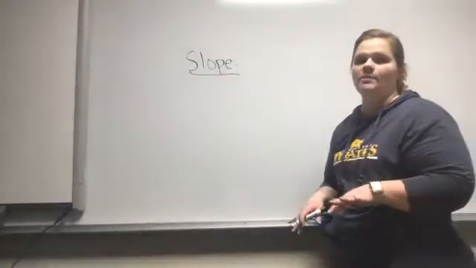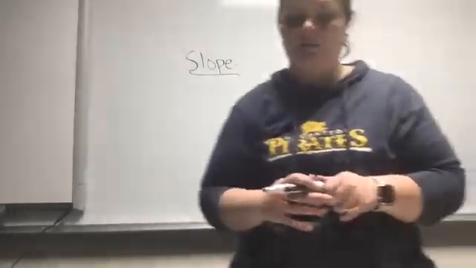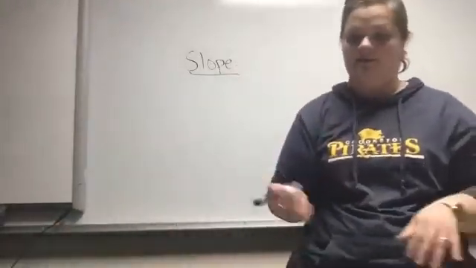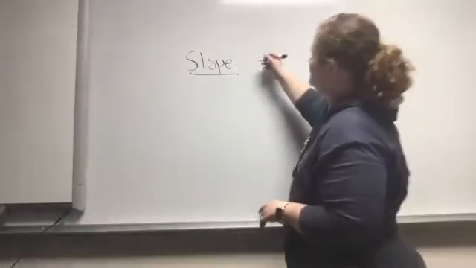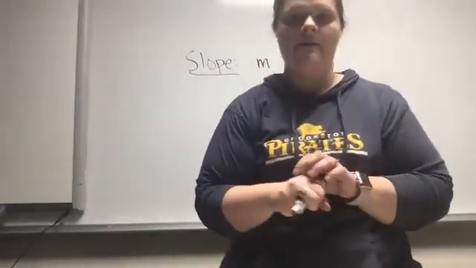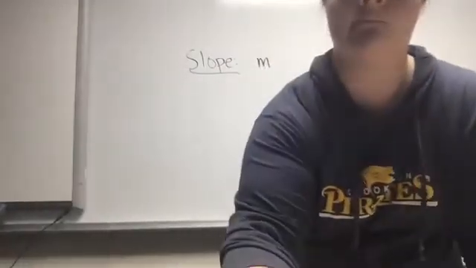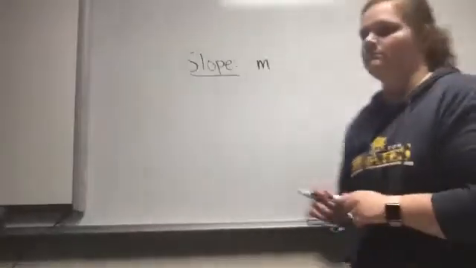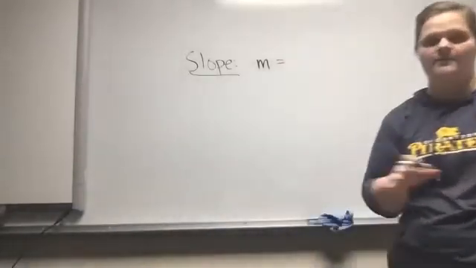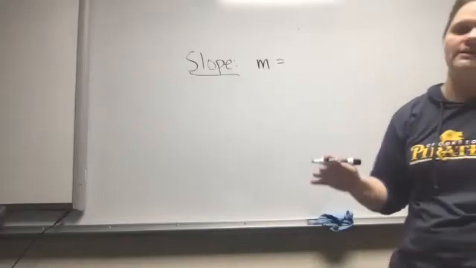So slope is the whole chapter 4. We're going to graph lines and deal with all kinds of things with slope. Slope is represented by the letter M, and it can be figured out a few different ways, so I'm going to write them all in our notes.